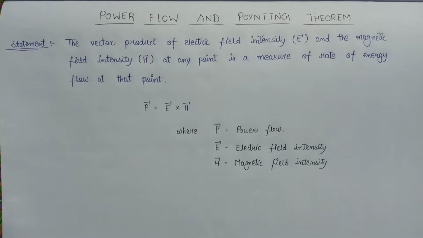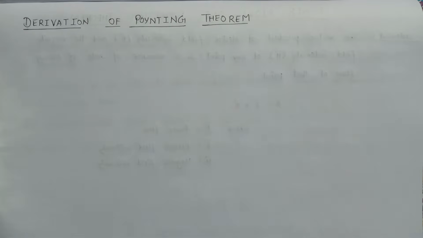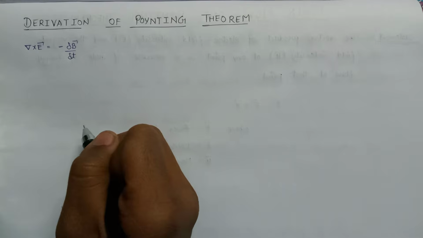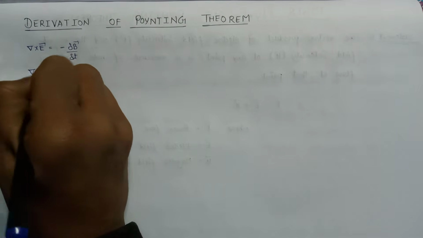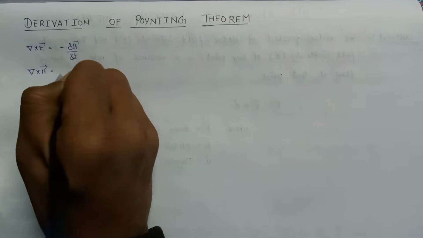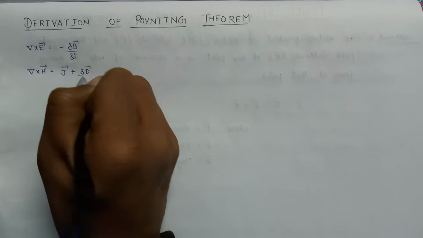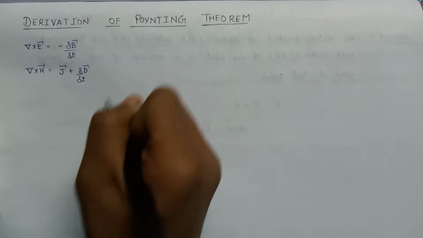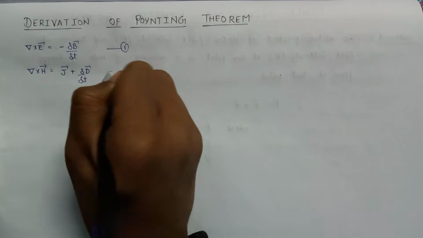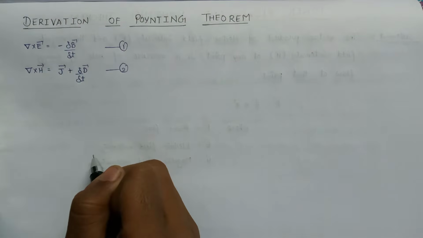Let us derive the Poynting theorem. We discussed Maxwell's equations, given as del cross E equals minus del B by del T. And we also studied Maxwell's fourth equation, del cross H equals J plus del D by del T. Let us call these equation number 1 and equation number 2.